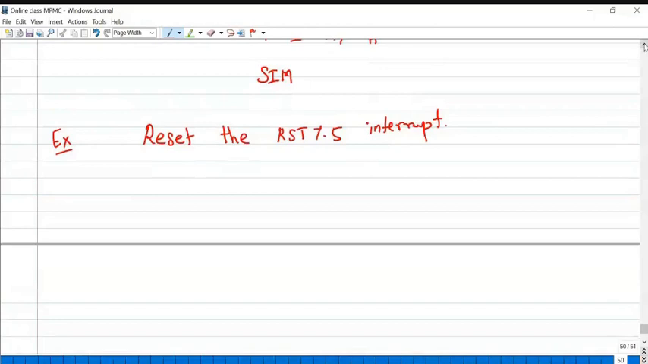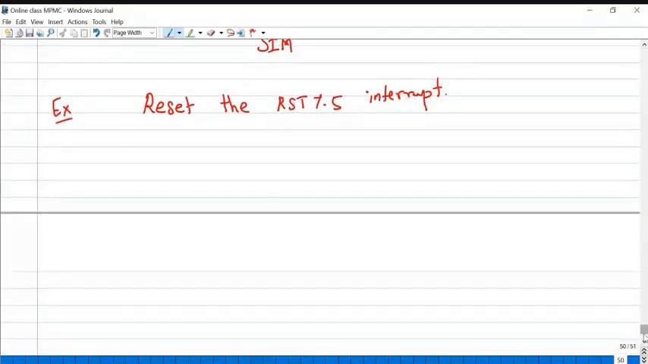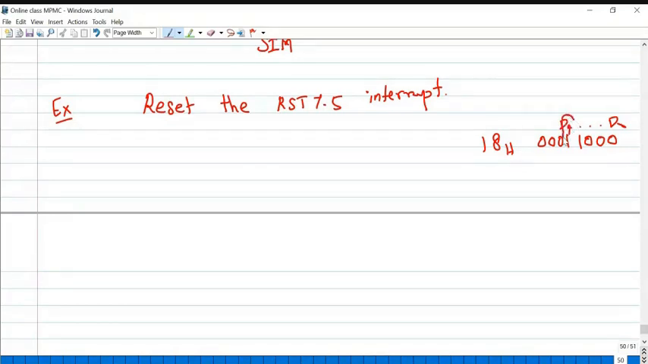First, we have to enable all the interrupts. Suppose I'm loading 18 hexadecimal, which is 00011000 in binary. So D0, D1, D2, D3, D4. D4 position should be 1. So MVI A, 18H.